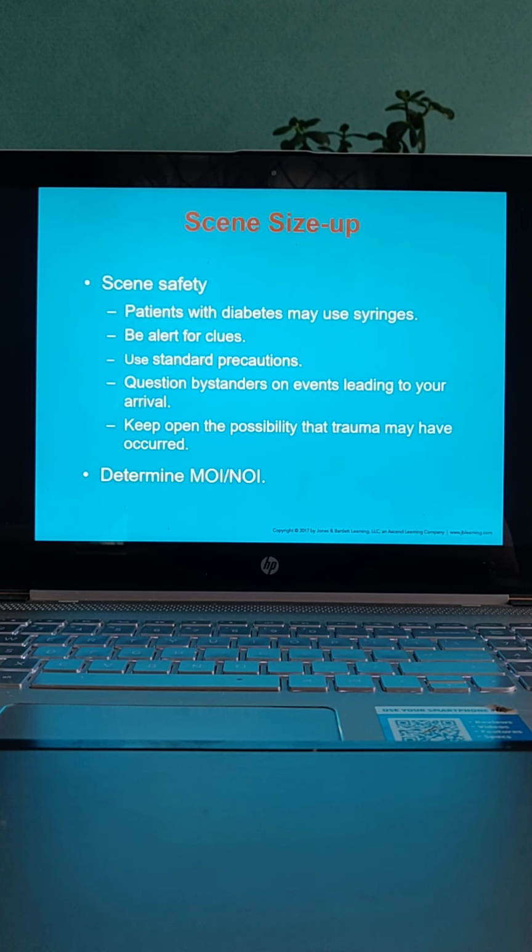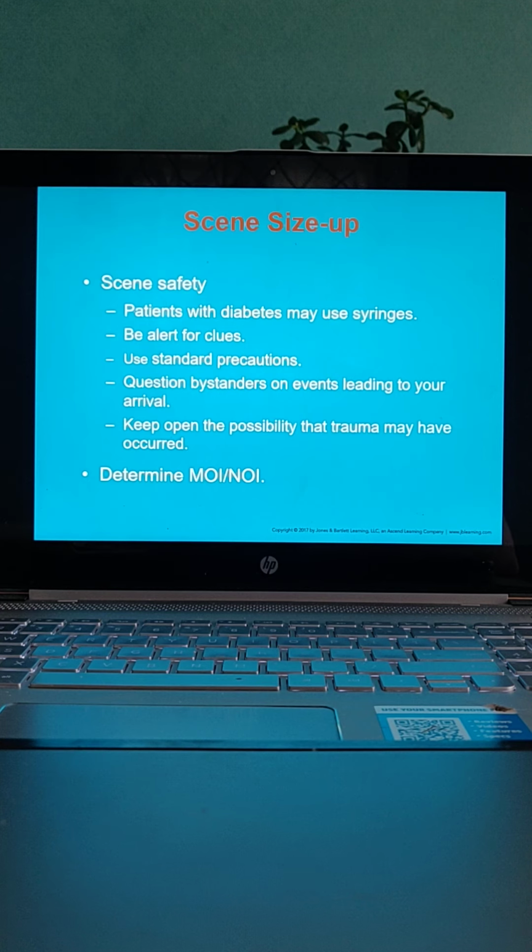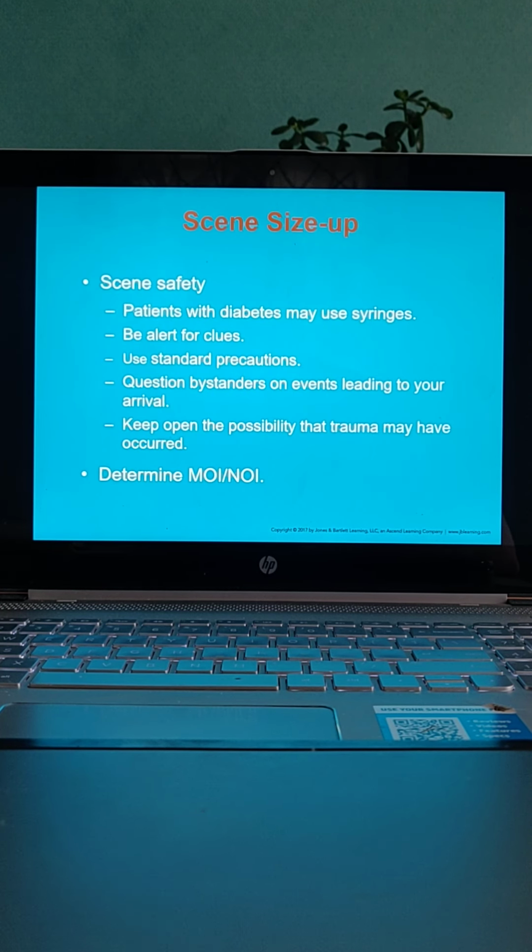So, when you are evaluating your patient, scene safety. Patients with diabetes may use syringes. Be aware that you're not going to stand or kneel on a syringe that's been used, a dirty syringe. Be alert for clues. Do you see the syringes? Do you see a small bottle of insulin next to them? Are there a bunch of candy bars near them? Big bottle of juice that they're trying to drink? Okay, use your standard precautions.